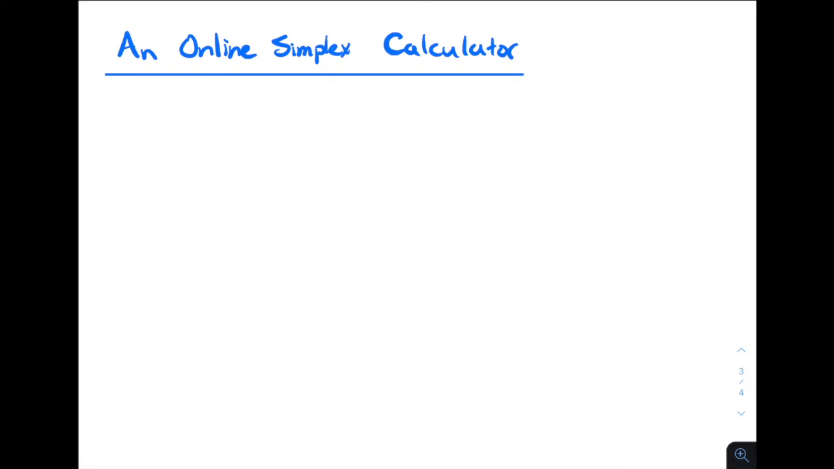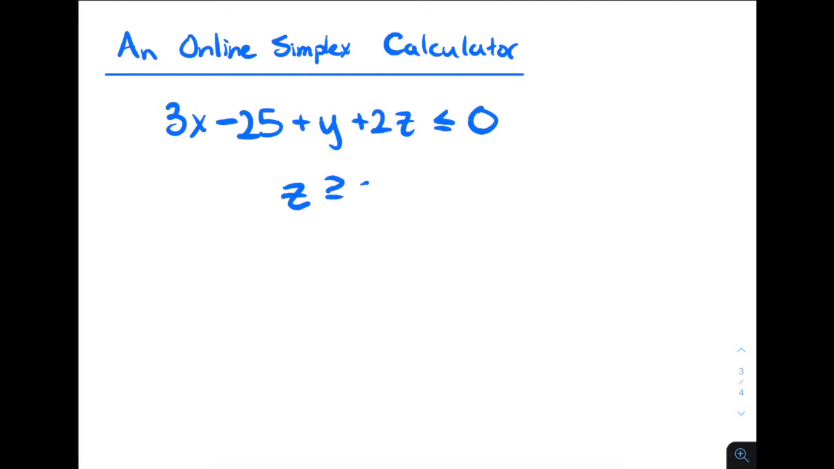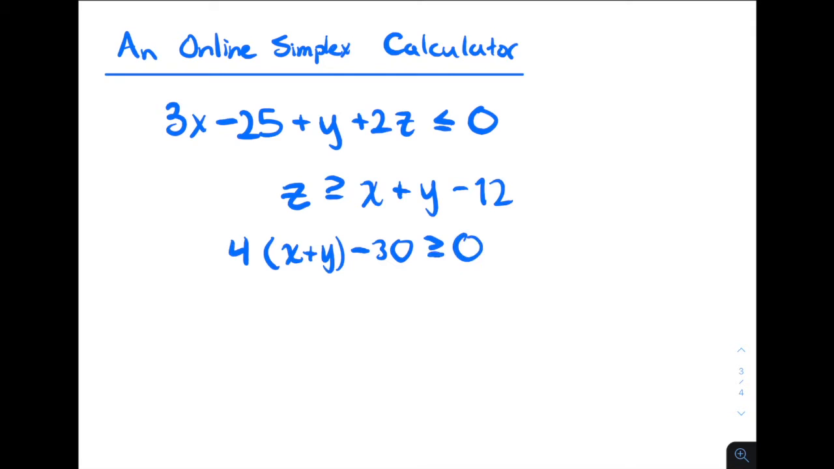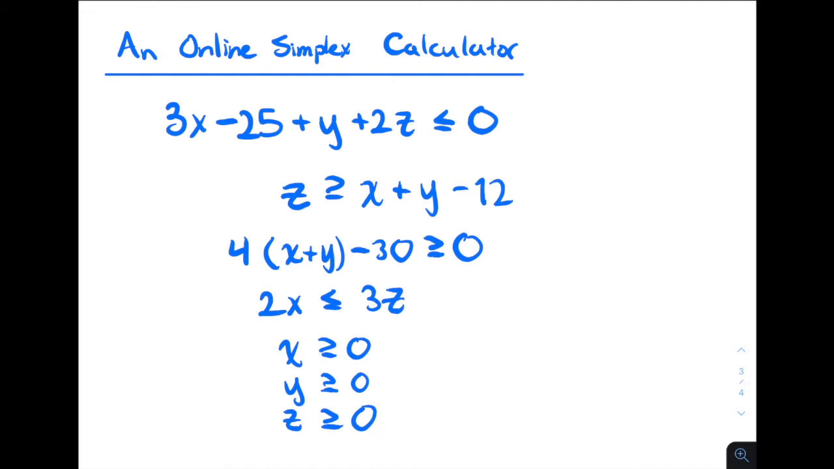Let's imagine we were given the constraints 3x minus 25 plus y plus 2z is less than or equal to 0. z is greater than or equal to x plus y minus 12. 4 times the quantity x plus y minus 30 is greater than or equal to 0. 2x is less than or equal to 3z. x is greater than or equal to 0. y is greater than or equal to 0. And z is greater than or equal to 0.